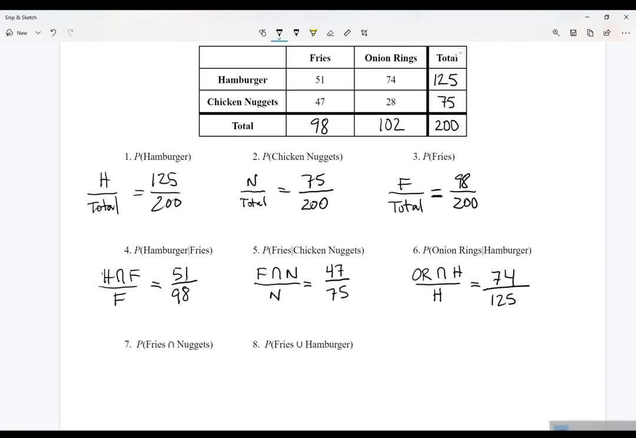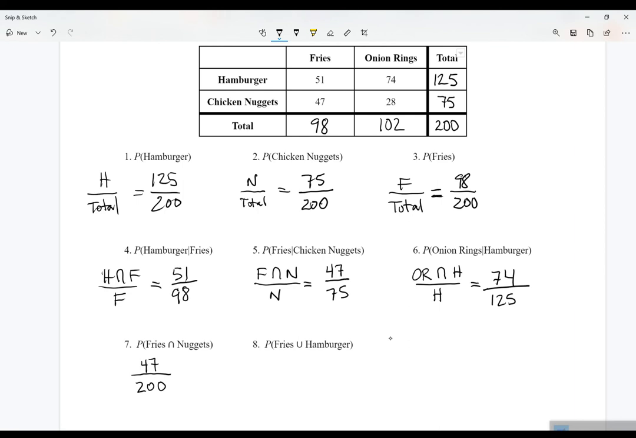All right, on the last couple here, we're doing the probability of fries and nuggets. And so you choose fries and nuggets in this case, which would be 47. But this is not a conditional probability. That's only when you have the little line, like in numbers 4, 5, and 6. In this case, you just have the probability that somebody chose fries and nuggets, and so it's out of 200.